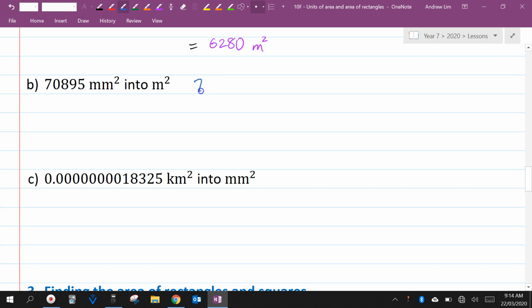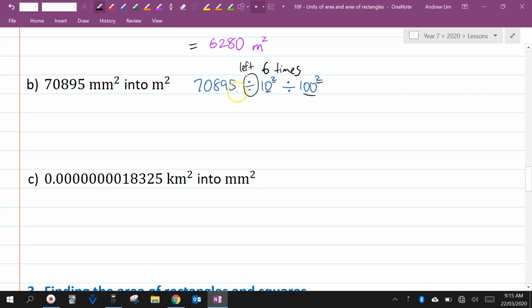Our number is 70,895. We need to divide it by 10 squared to convert it into square centimeters. And then we need to convert that into square meters by dividing by 100 squared, which means that we are going to move our decimal point to the left. 1 times 2 is 2. 2 times 2 is 4. So technically we've got 2 plus 4. We're going to move it to the left 6 times.